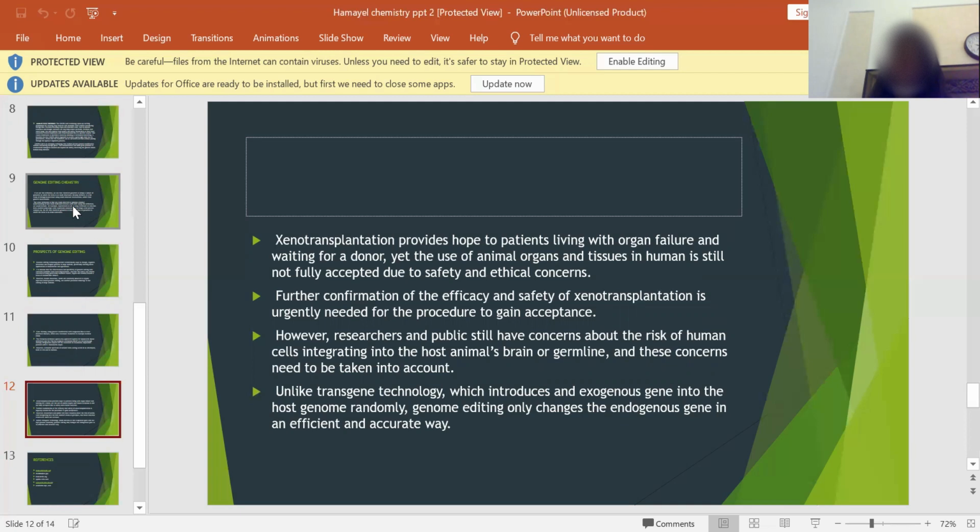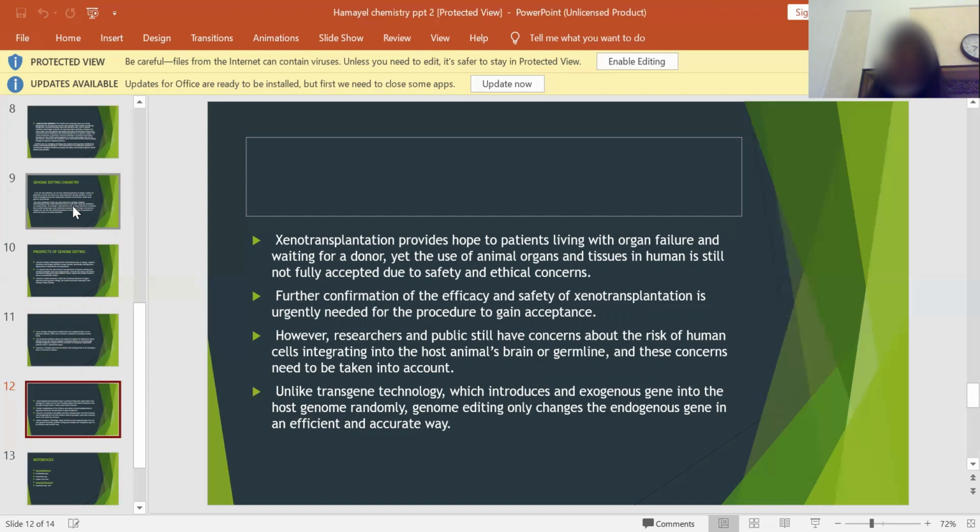These concerns need to be taken into account, and we should do something for the protection and safety of humans. There should be no risk for human cells.